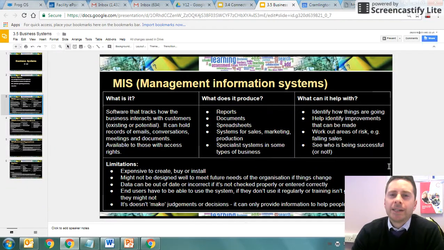Right, so I'm just going to try and give you an example of a management information system from my personal experience, just to try and highlight what it is in a little bit more detail. So you've obviously got the information in this table. Well, what a management information system does is it basically can keep records, it can generate reports, and it can help you see information about how things are going in the organisation.